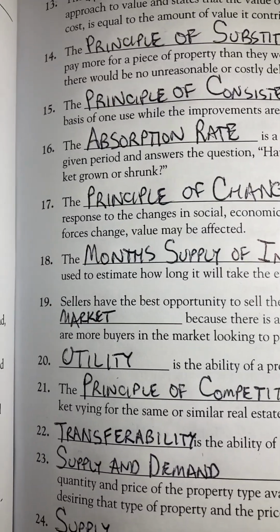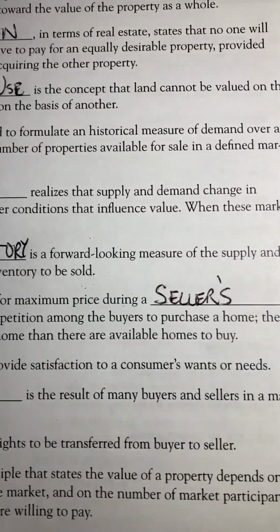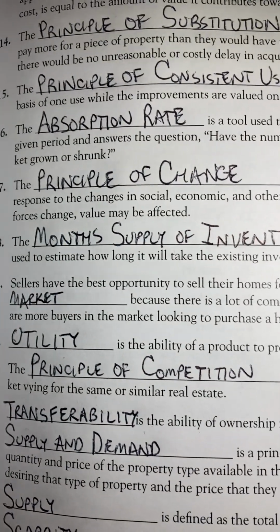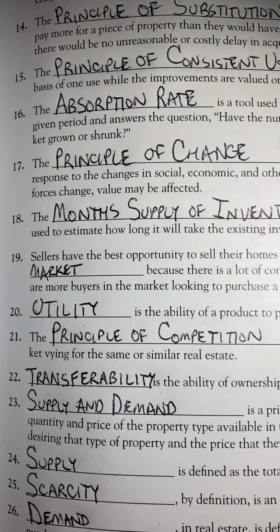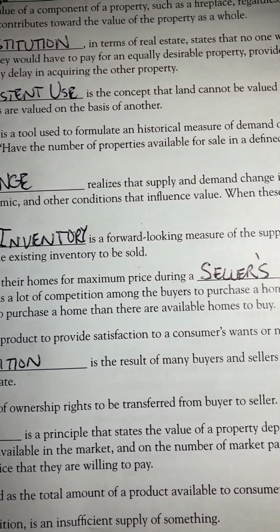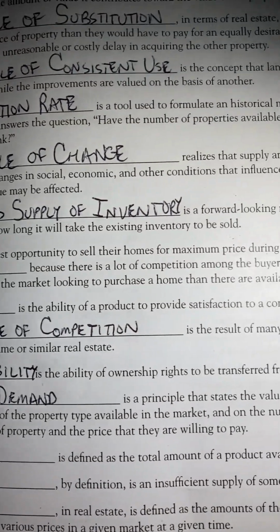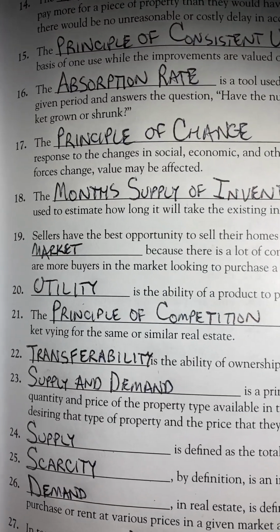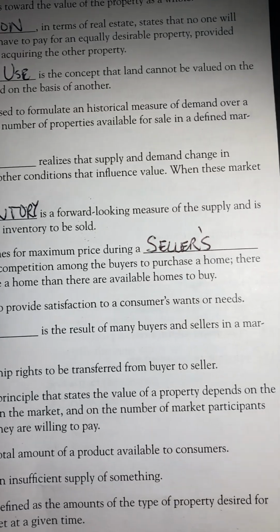Number 18, the month's supply of inventory is a forward-looking measure of the supply and is used to estimate how long it will take the existing inventory to be sold. Number 19, sellers have the best opportunity to sell their homes for maximum price during a seller's market because there is a lot of competition among the buyers to purchase a home. There are more buyers in the market looking to purchase a home than there are available homes to buy.